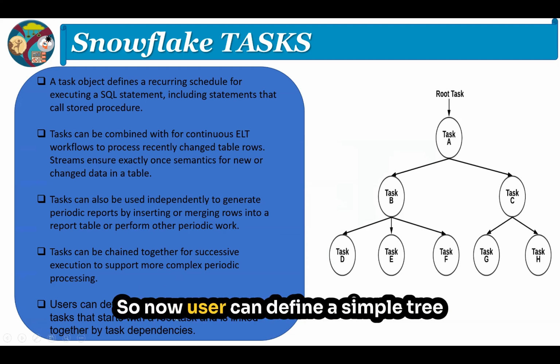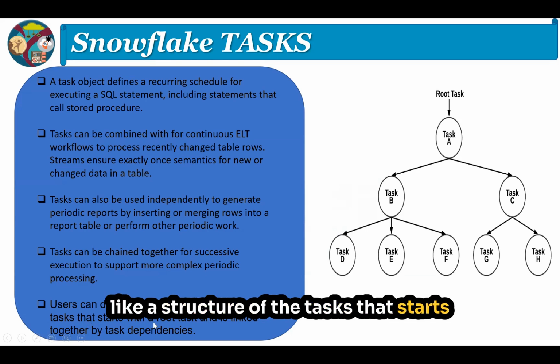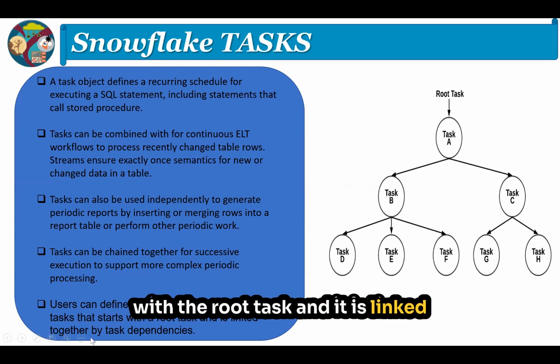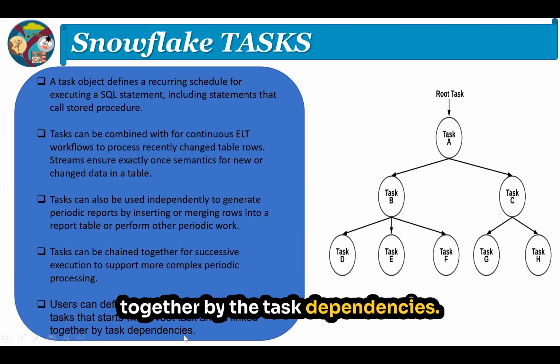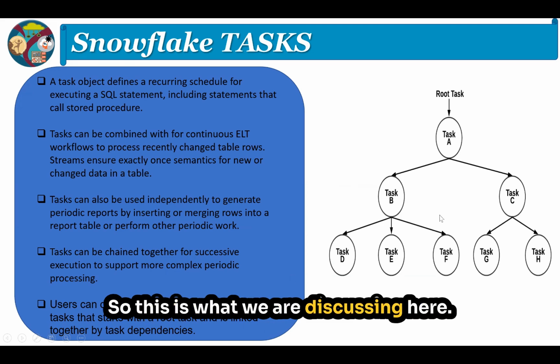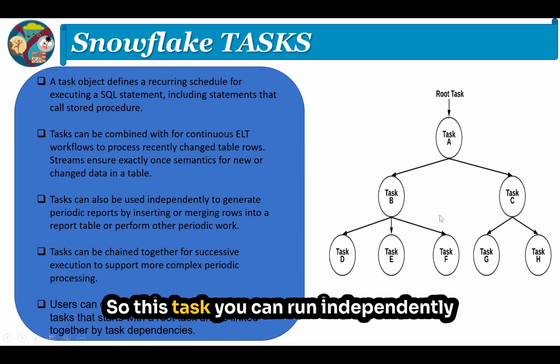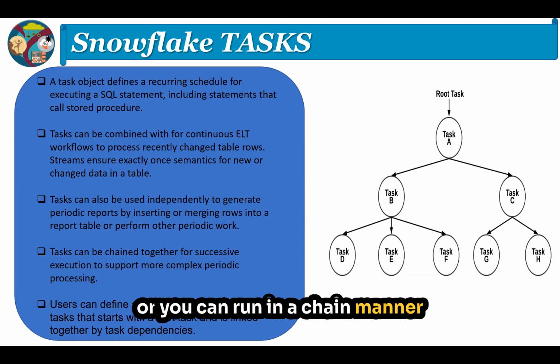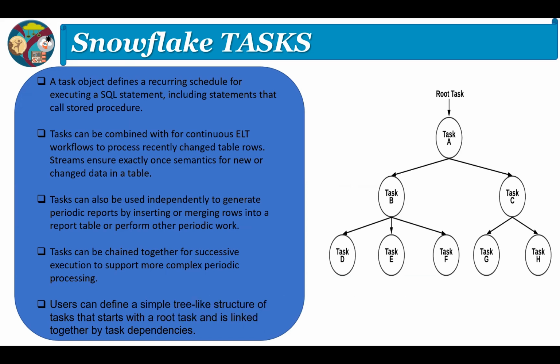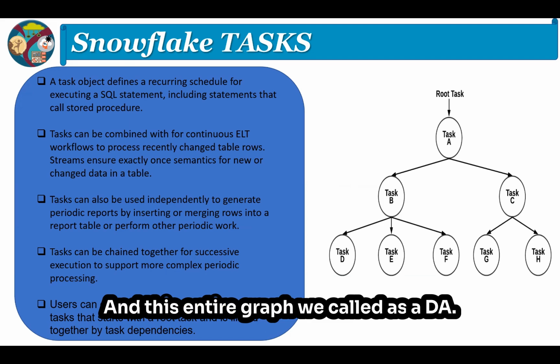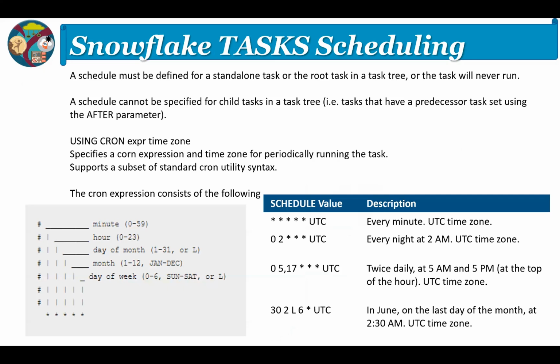So now a user can define a simple tree-like structure of tasks that starts with the root task and is linked together by task dependencies. So this is what we are discussing here. You can run this task independently or you can run it in a chain manner, sequentially one after another. And this entire graph we call a DAG.